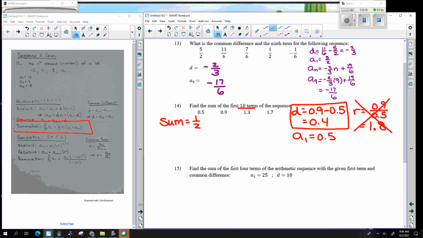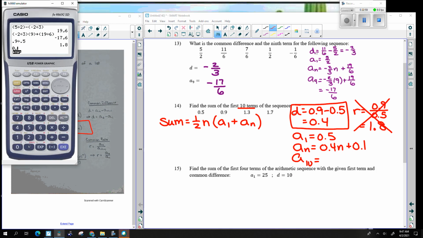Follow the formula. 1/2 n first plus, ooh, snap, I know what I need to do. I need to find the last number of the sequence first. So I need to find the 10th term. So An is equal to the difference, n, and then A1 minus that, so this is plus 0.1. So I do need to know the 10th term. A little bit more work to go on here. So I'm going to make that n 10. So 0.4 times 10, plus 0.1, 4.1.